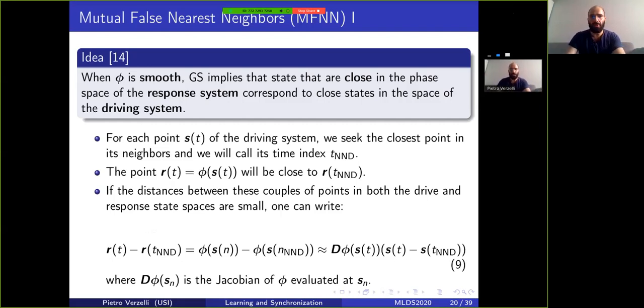So we have this pair of points, and then we hope that the point in the other space R, which is a function of S, will be close to the R of T_nn,D, right? So you have a pair of points in this space, and you see where they're mapped, and find that they should be mapped close if they're close here, because they're mapped by a function phi, which you assume smooth.